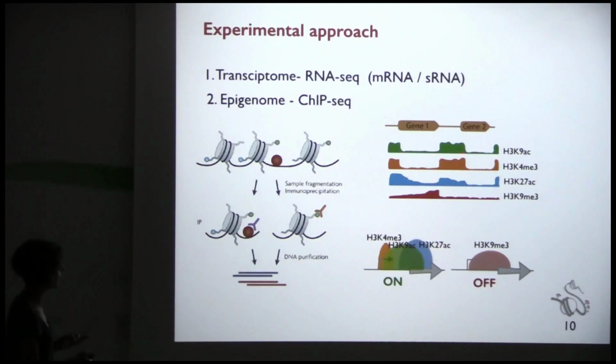And this is what you see here. So you see the genome with gene 1, gene 2, and then you have a peak of this particular histone here, meaning that in this region there is a lot of this. Okay, so that's more or less what that means.